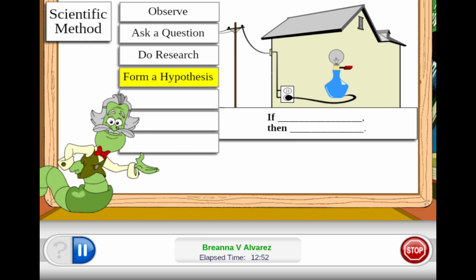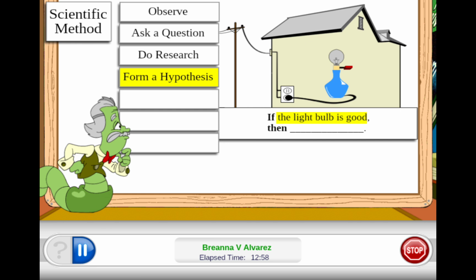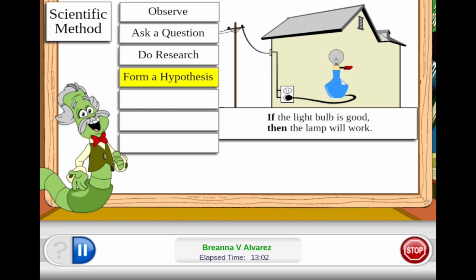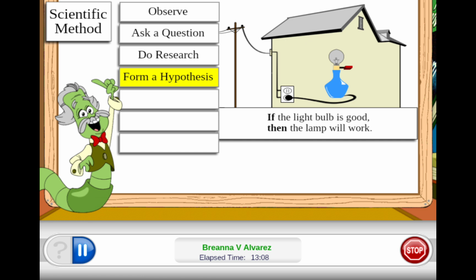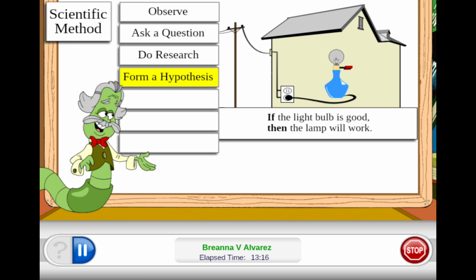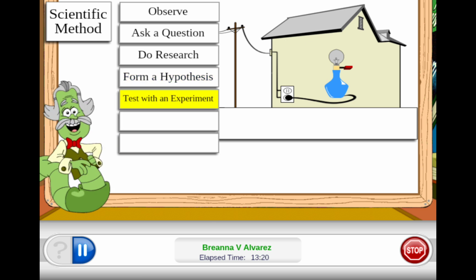Let me show you. Here's a testable hypothesis about the lamp. If the light bulb is good, then the lamp will work. The hypothesis is very important. If you can word it as a testable sentence, then you can use the scientific method to find an answer to your question.